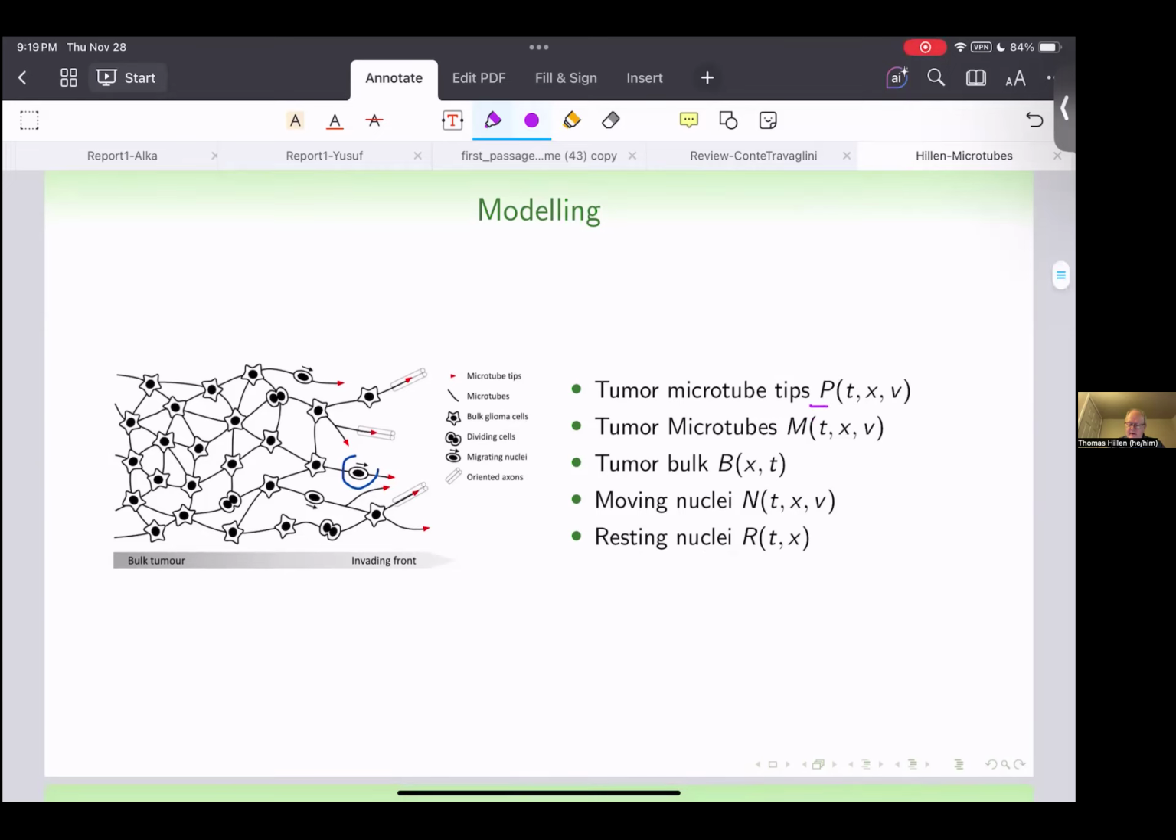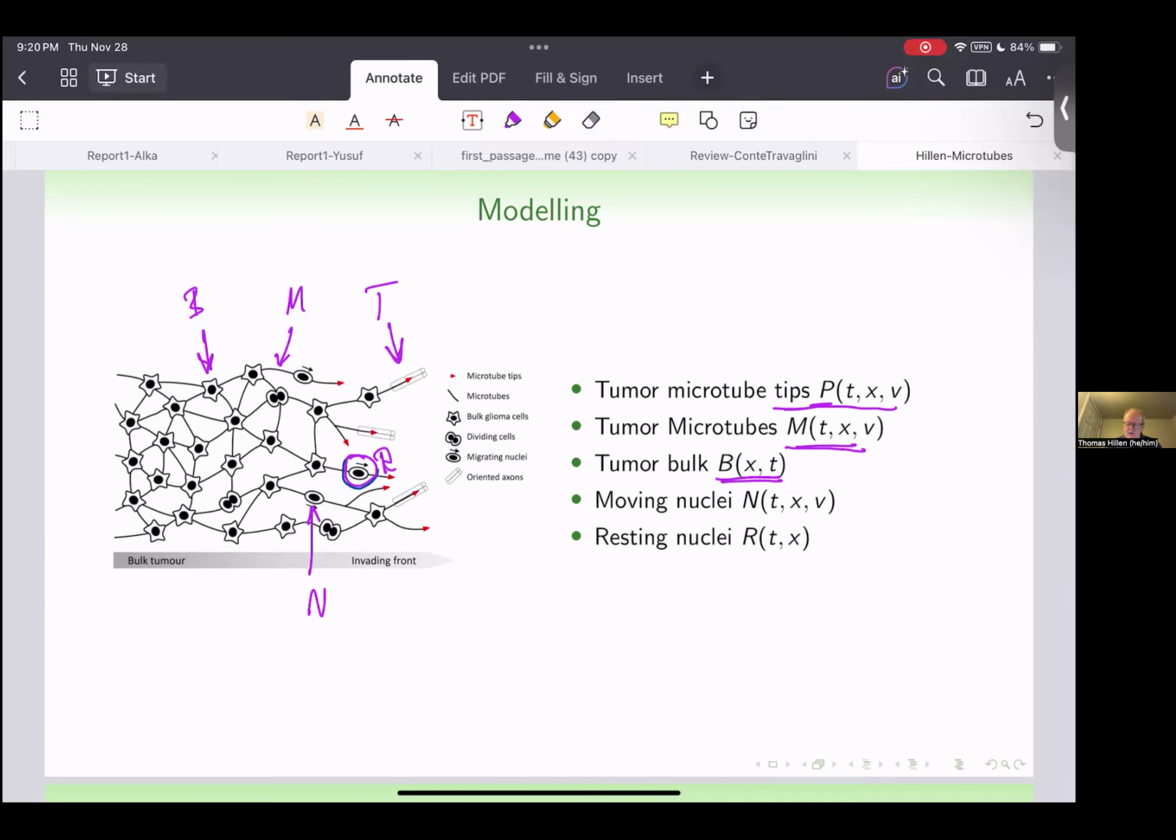We have a variable P for the tips. The tips are the little red tips here. We have M for the tumor microtubes, right? These are the connecting lines. We have B for the bulk tumor cells, which are here. These are the Bs. These are the Ms. The tips are the Ts. Then we have moving nuclei. So here is a moving nucleus, or here. So this is the N. And then the resting nuclei are those which develop into bulk tumor cells. So we thought that we need these 5 components for a model to describe this process.